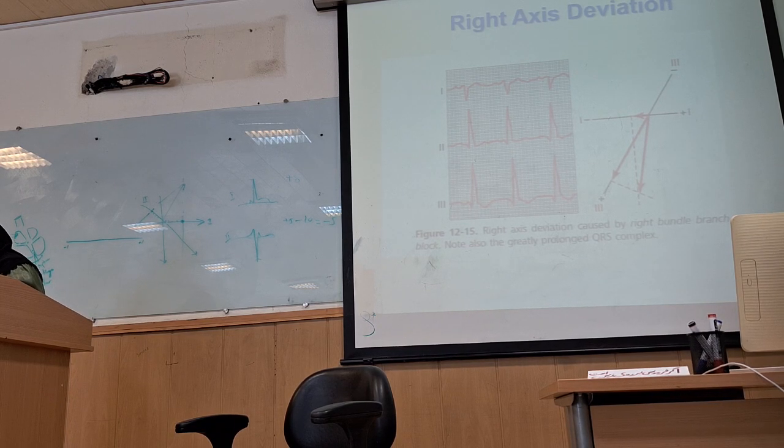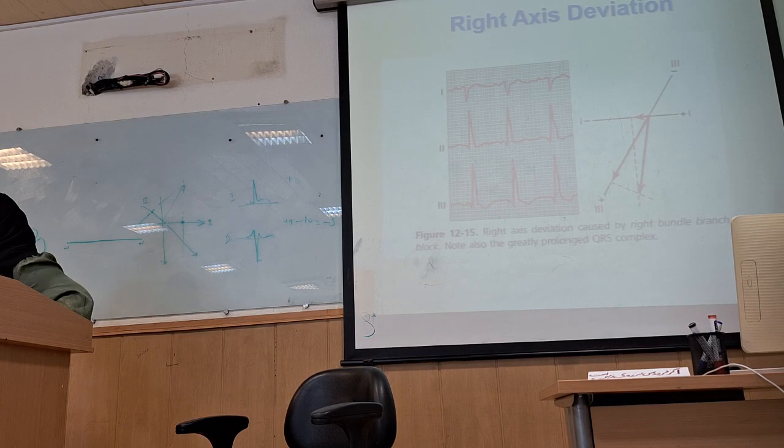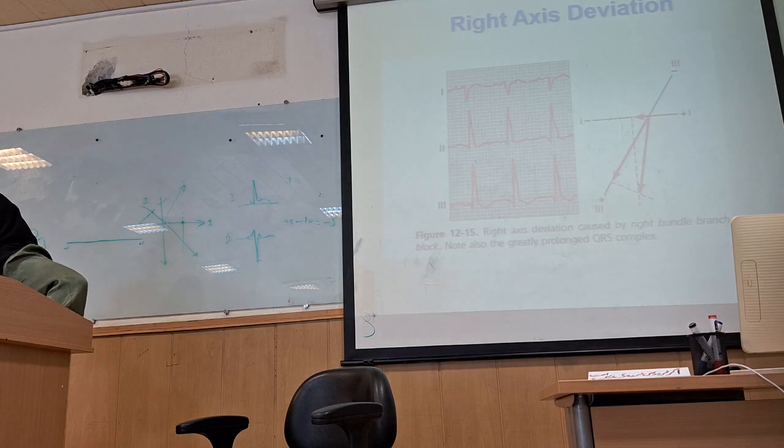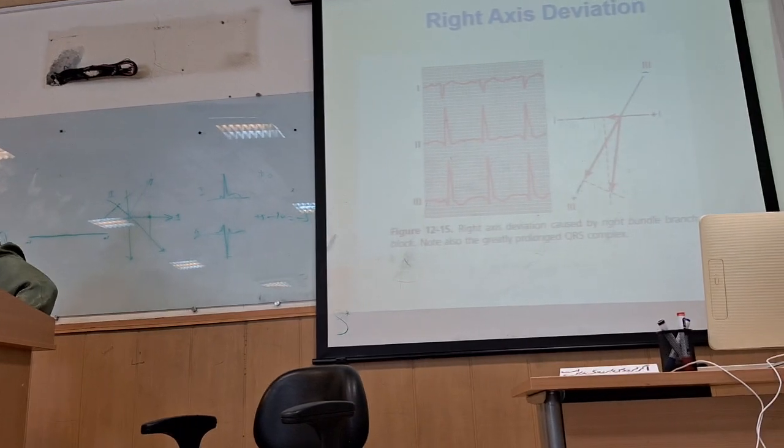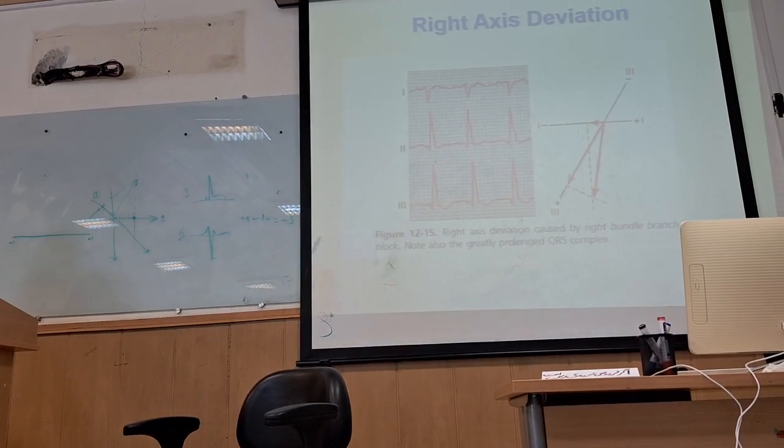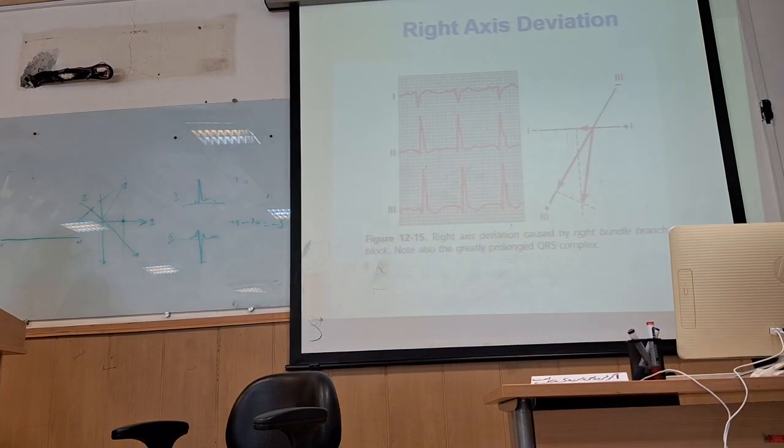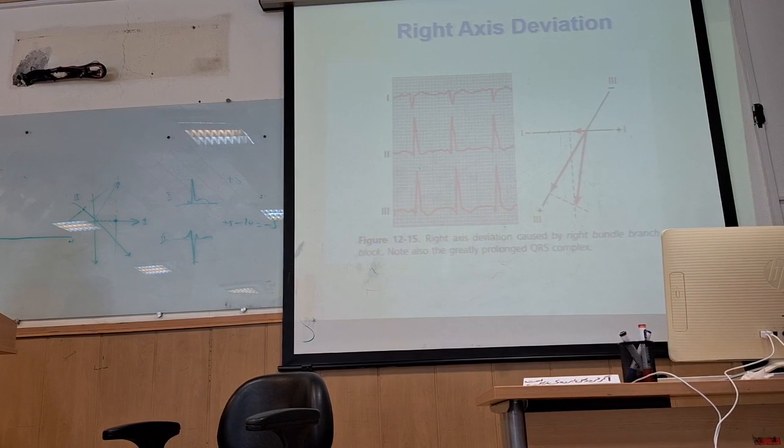Okay, then. Now take a look at the right axis deviation. No, right bundle branch block. You have right axis and left axis. Left bundle branch block. Before you come, I said I want to ask you another question, don't get tired. You can ask.